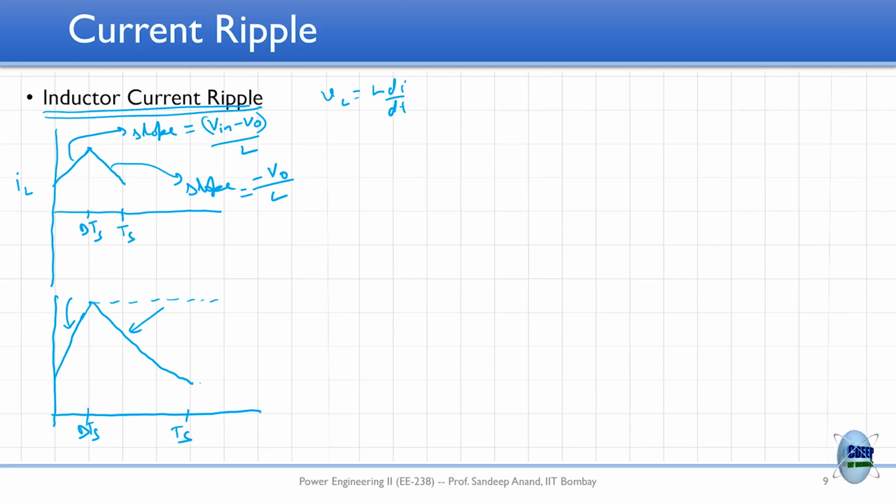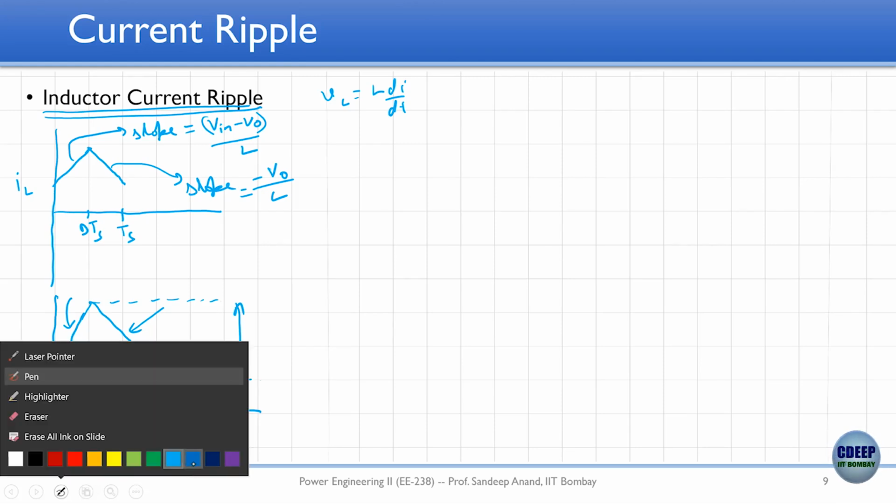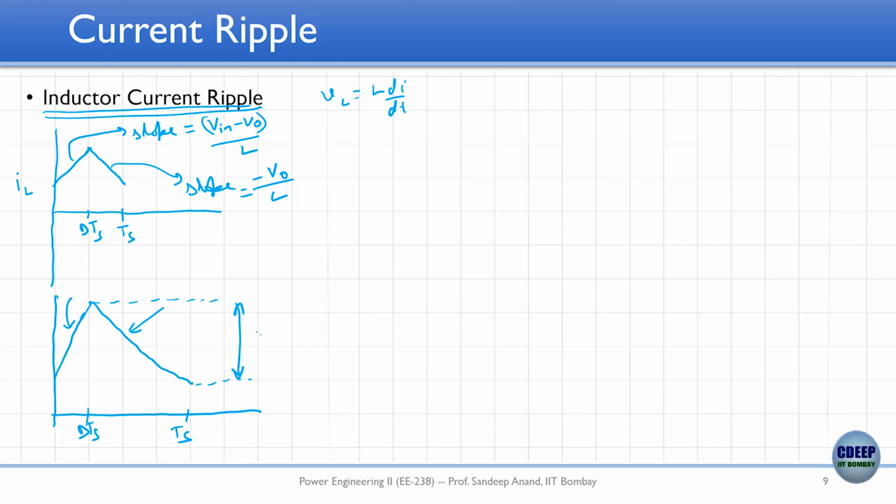Okay, now coming back to the inductor current, right? If you see in this case, this vertical drop is what we define as inductor current ripple, right? The vertical peak to peak value is the inductor current ripple. This is inductor current ripple. And how can we find the expression?